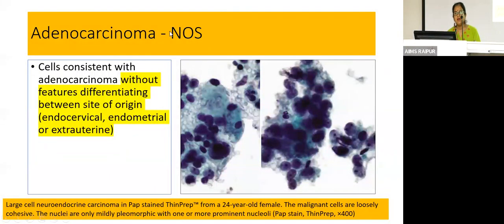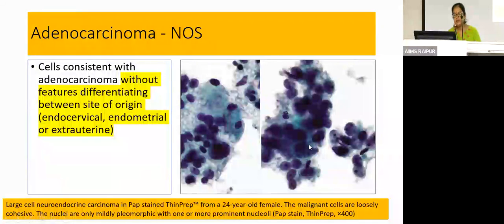Now adenocarcinoma NOS. So now you can tell me on your own. When you cannot type it into endocervical, endometrial, extrauterine, then you put it into the NOS category. Now it does not mean that it is not endocervical, not endometrial, not extrauterine. So here what you can see in this smear is the cells are consistent with adenocarcinoma without features that differentiate, naming the site of origin.